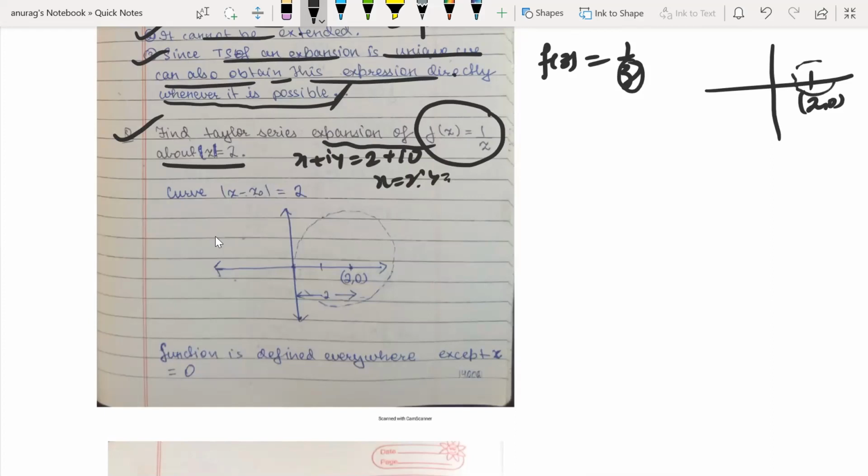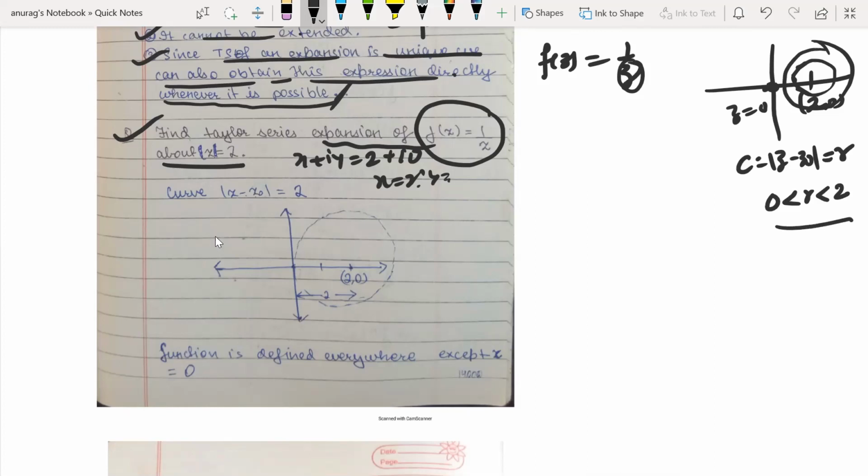We can take any radius, since the radius is not given. But we cannot include the point z equal to 0 here, because at 0 the function is creating a problem, or it has a singularity. I will tell you what a singularity is after the lecture. The circle is mod z minus z naught equal to r, where r is greater than 0 and less than 2. r cannot be equal to 2, because at the boundary the function is creating a problem, so at the boundary we cannot expand it.